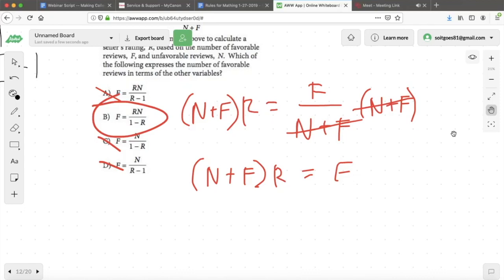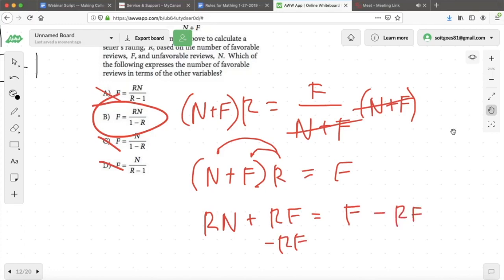Now here, you've got to distribute that R to these terms here. I'll show you why in just a second. So you get Rn plus Rf equals F. Okay? Well, we've got an F on the left-hand side in Rf, and then you've got an F on the right-hand side. When you're trying to isolate a variable, put all the terms with that variable on the same side of the equation. So I'm going to subtract Rf from both sides.